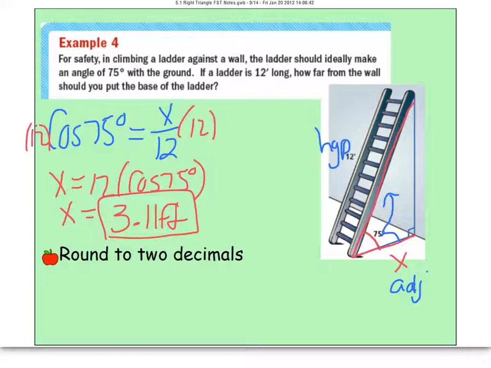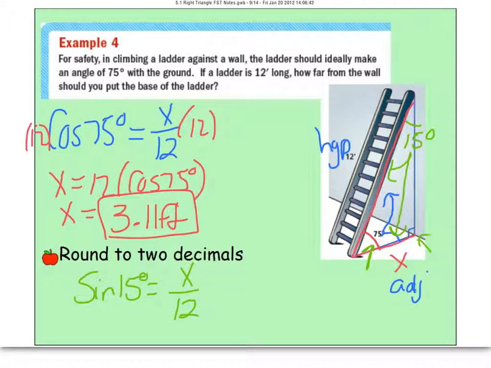Now I do want to show you a second way you could have done this problem. And now instead of looking at 75 degrees, because this is 90, we know this third angle had to be 15. So if you wanted to, you could have written the sine ratio, because 15 degrees, this side would be opposite and hypotenuse. So you could have done the sine of 15 degrees equals x over 12. If you multiply both sides by 12, you would type in your calculator 12 times the sine of 15 equals x, and you'll get the same answer.